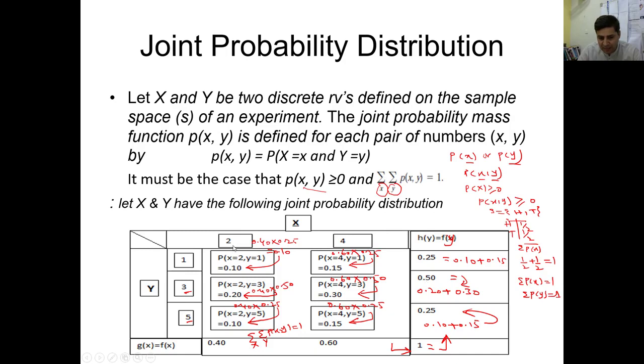These are the sums of these probabilities: 0.10 plus this, which is equal to 0.40, and this is 0.60. Similarly, when we add these, we have already added all of them, which gives 0.25, 0.50. So this is the random variable y and this is the random variable x. We give the name h(y) to the probabilities of the events of the random variable y, and we give the name g(x) to the probabilities of x.